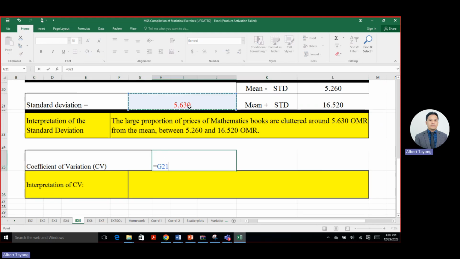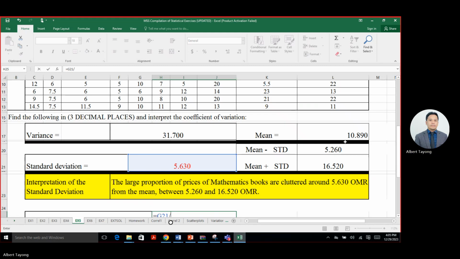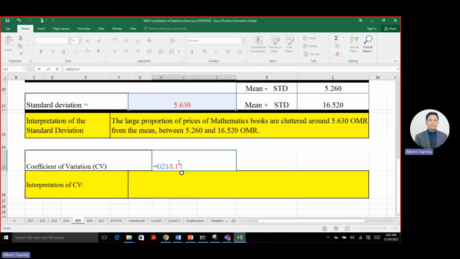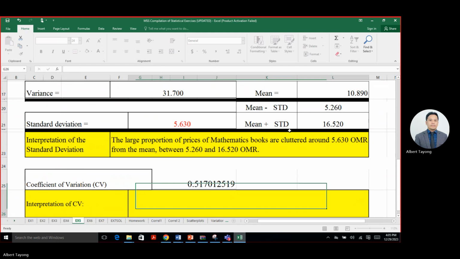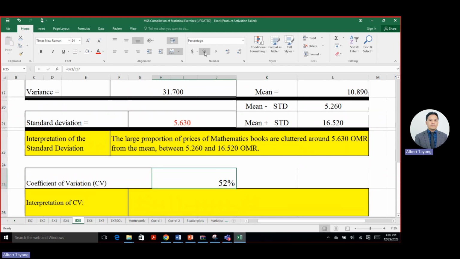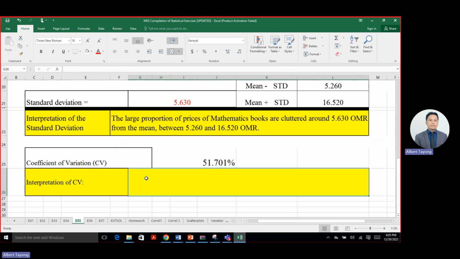CV equals the standard deviation over the mean. That's how to find our CV. So the answer is 51 point something. Again, it equals standard deviation divided by mean, changed to percent. So now you can say the standard deviation is 51.701% of the mean.